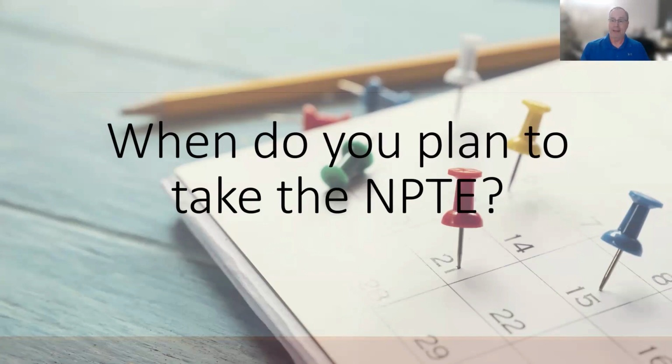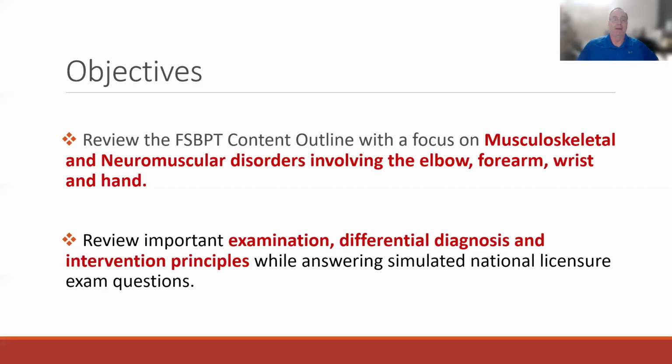As far as the topic goes for tonight, we're going to talk about disorders that involve the elbow, forearm, wrist, and hand. But really, we're going to focus on the musculoskeletal system and the neuromuscular system as well. I've got about 7 or 8 practice questions. As we review those questions, we're going to review important examination, differential diagnosis, and intervention concepts and principles.